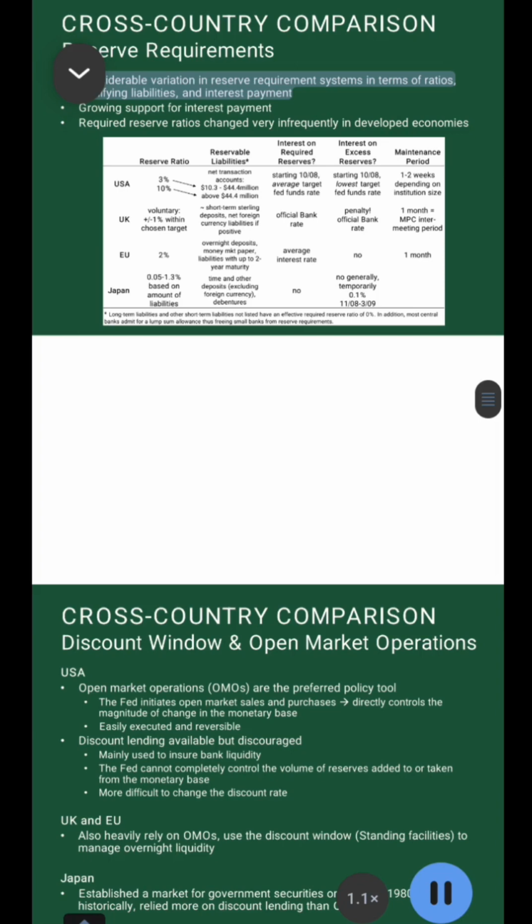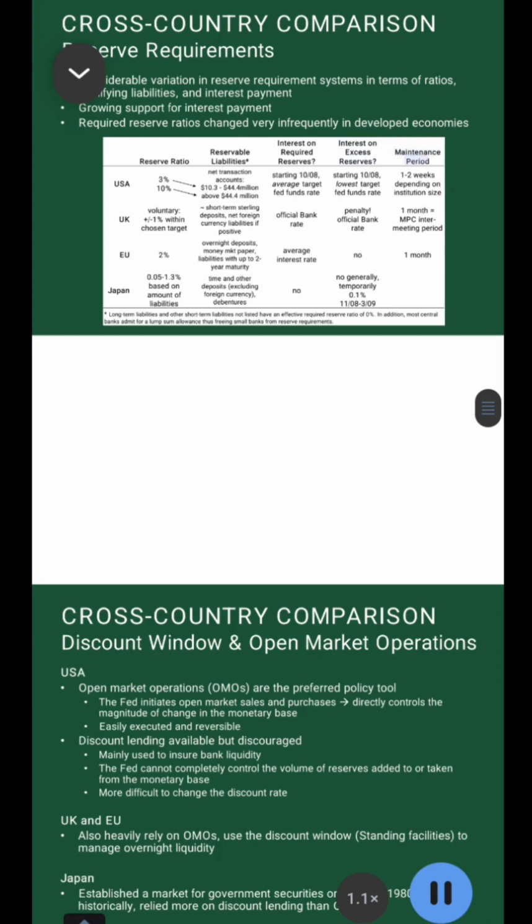Considerable variation in reserve requirement systems in terms of ratios, qualifying liabilities, and interest payment. Growing support for interest payment. Required reserve ratios change very infrequently in developed economies. Reserve ratio. Reservable liabilities. Interest on required reserves. Interest on excess reserves.